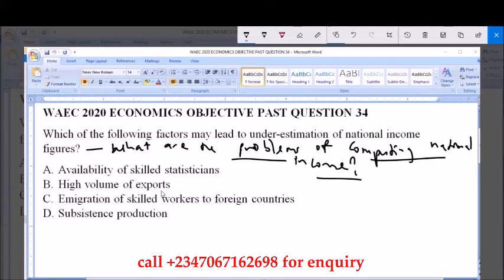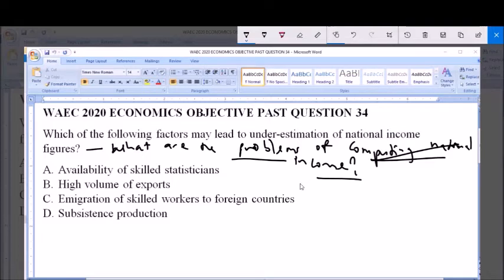Option B says high volume of exports. It isn't directly linked to the underestimation of national income figures. The volume of exports, as long as it can be traced, can be computed, and you can't really say it will lead to underestimation of the national income. So it is not the answer to the question. So we have ruled these two out. Now, option C says emigration of skilled workers to foreign countries. Again, this isn't directly linked to underestimation of national income. So it is not the answer to the question.